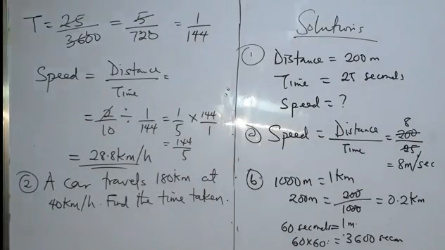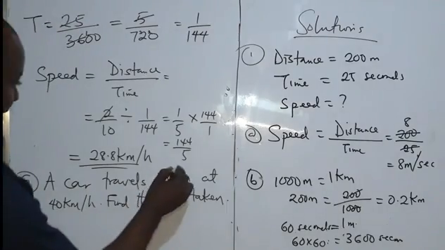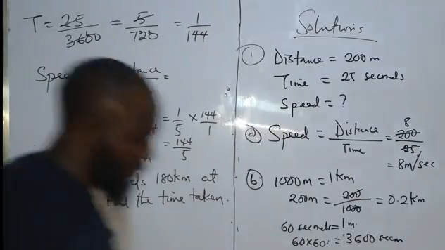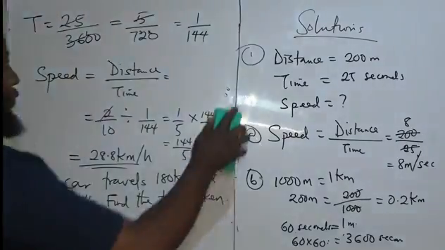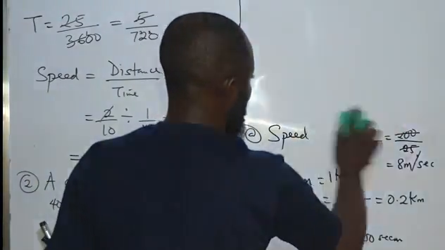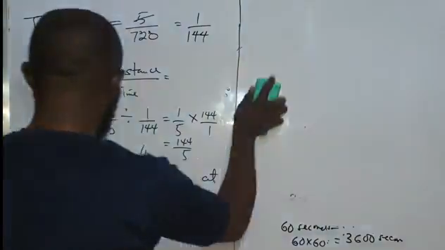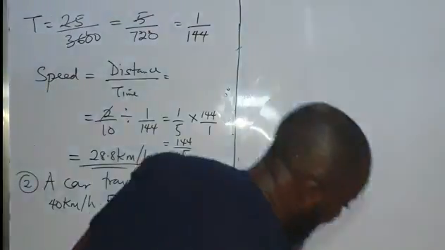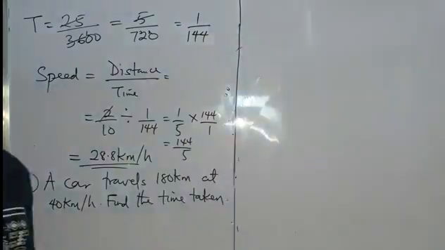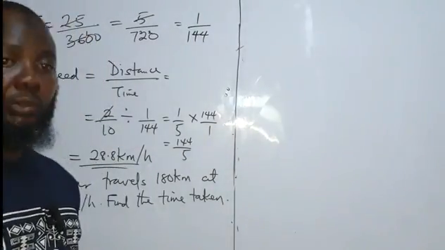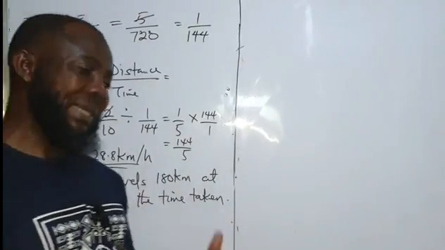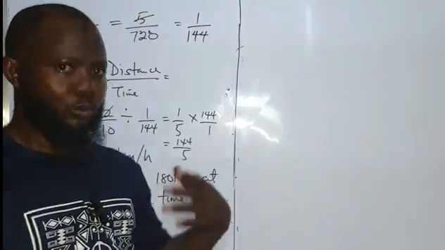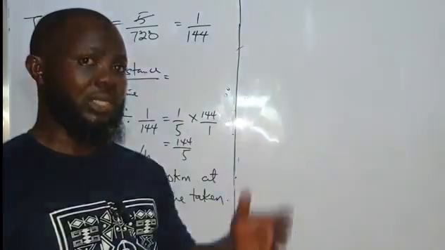A car travels 180 kilometers at 40 kilometers per hour. Find the time taken. You can see what they're asking us to do here is to find the time that will take the car to travel 180 kilometers with a speed of 40 kilometers per hour. So if you are driving a car, you want to know the time that will take you. If you can maintain a particular speed from the beginning to the end of the journey, you should be able to know the time that will take you to get to your destination.